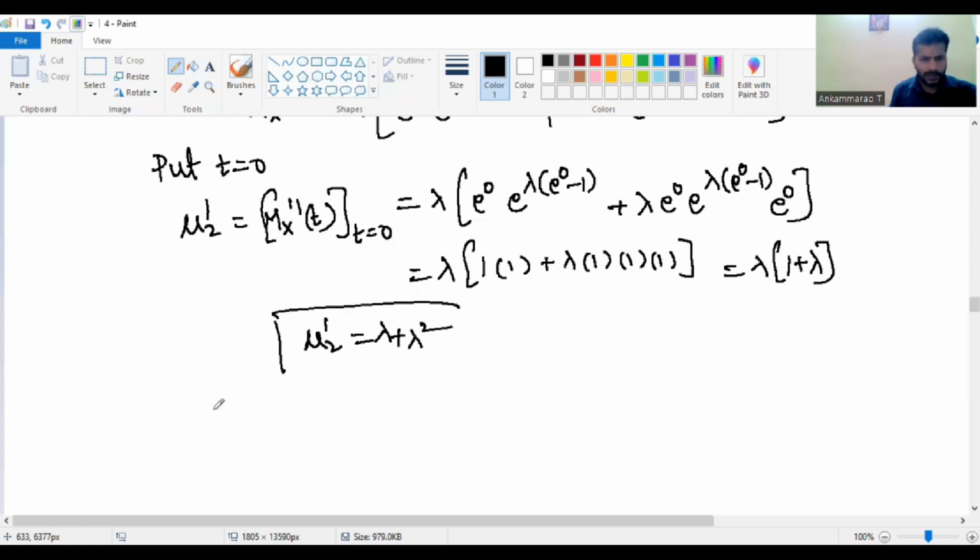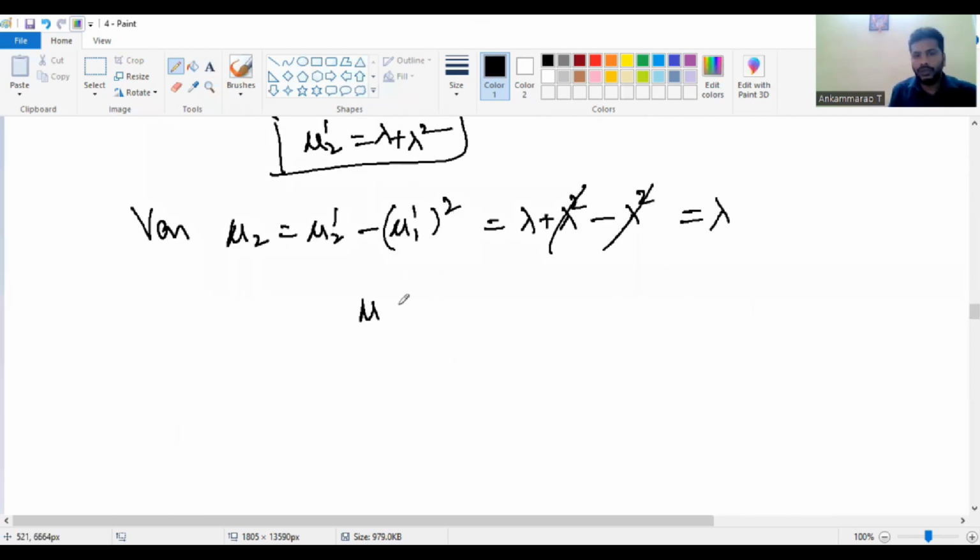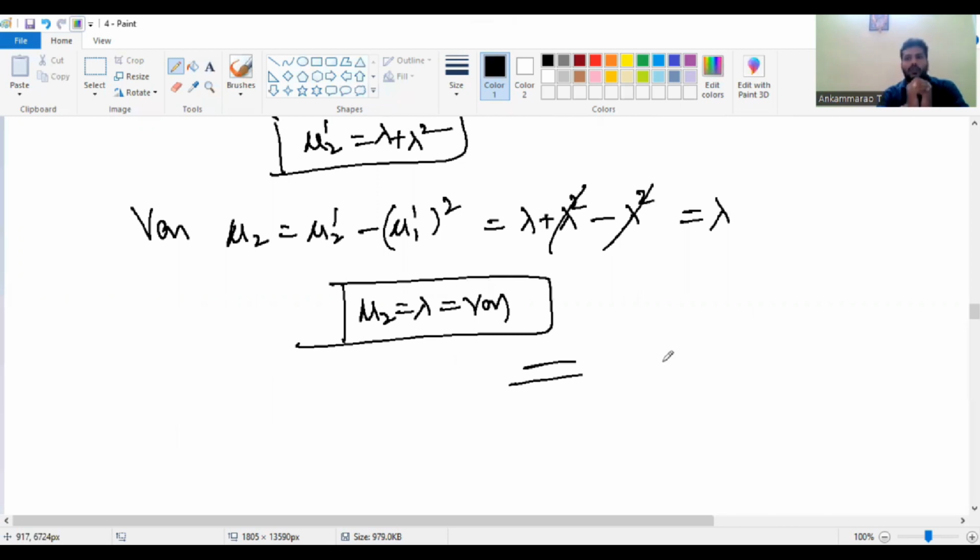And the variance formula: mu 2 equals mu 2 dash minus mu 1 dash whole square. The mu 2 dash is lambda plus lambda square, mu 1 dash is lambda. So here we have lambda square minus lambda square, so then we are getting lambda. Therefore finally mu 2 equals lambda. It is nothing but the variance. In the Poisson distribution, the mean and variance are both equal.